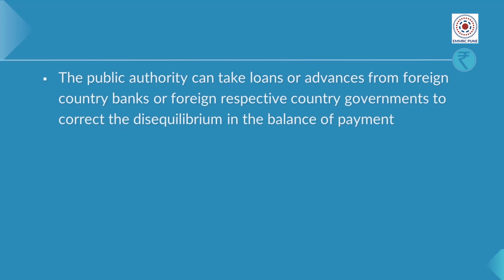The foreign loan can be used as a measure to correct disequilibrium in the balance of payment. The public authority can take loans or advances from foreign countries, banks or the respective foreign country government to correct disequilibrium in the balance of payment. This type of loan will be available to the country for a long term period. This will assist the government to eliminate the deficit or shortfall in the balance of payment of the country. So, this is one of the measures to correct disequilibrium in the balance of payment.